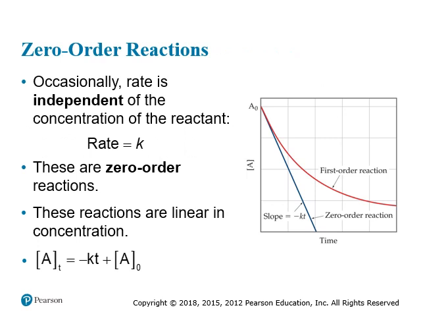Now, there are actually examples of reactions that are independent of the concentration of the reactant. Regardless as to how much reactant is present, the reaction is going to proceed at a constant rate. These reactions are said to be zero order reactions. And essentially, the reactions are linear in their concentration. We're going to see a constant decrease in the concentration, meaning that as they are consumed, the concentration has no effect on the rate of reaction.